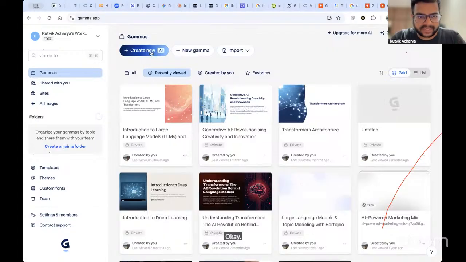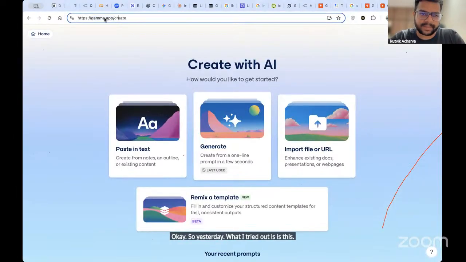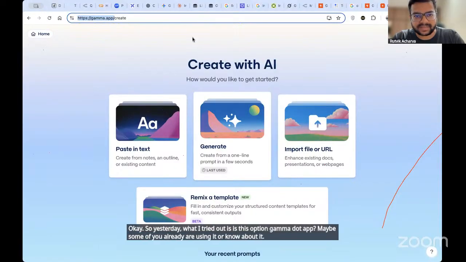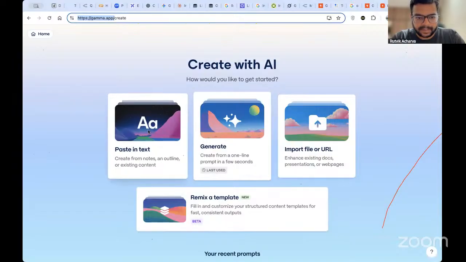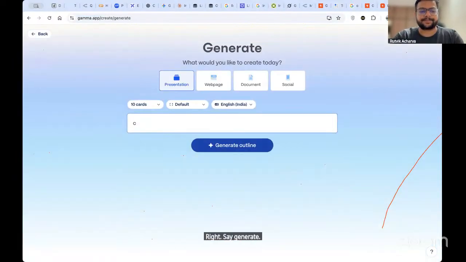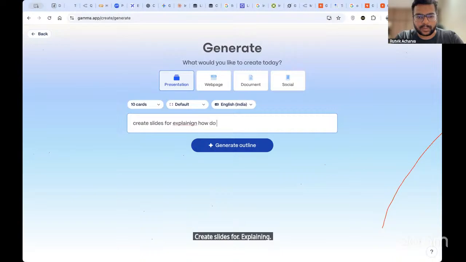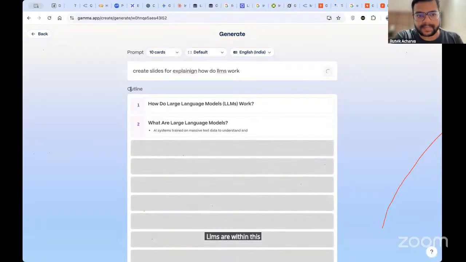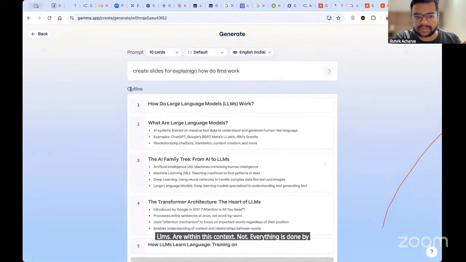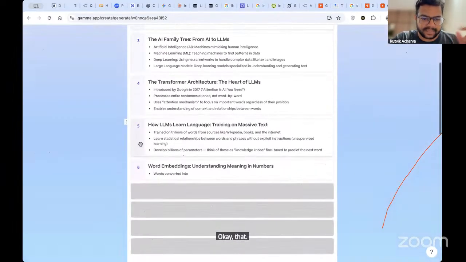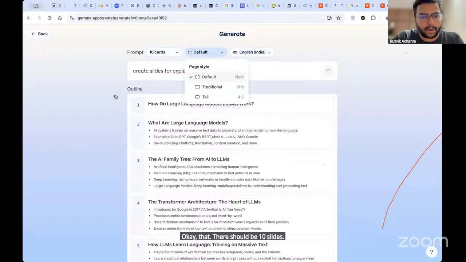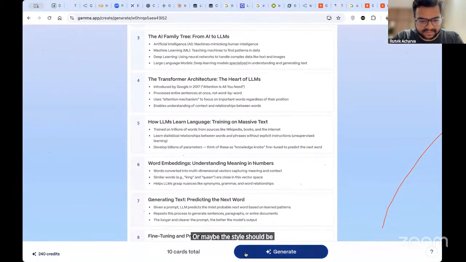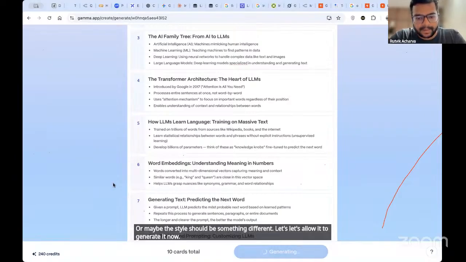Okay. So yesterday, what I tried out is this option, gamma.app. Maybe some of you already are using it or know about it. I'll put it in the chat, right? Say, create slides for explaining how LLMs work. Okay. So you see, LLMs are within this context. Not everything is done by the large language models. That there should be 10 slides, or maybe the style should be something different. Let's allow it to generate it now, right? So it will generate a PowerPoint.